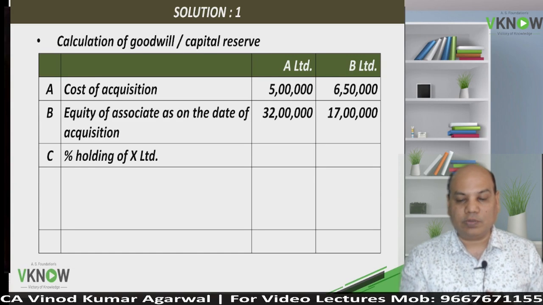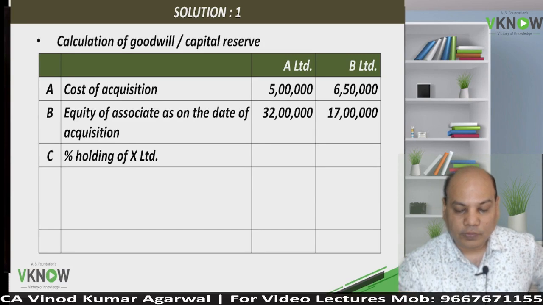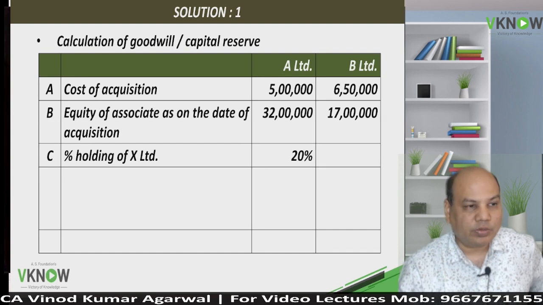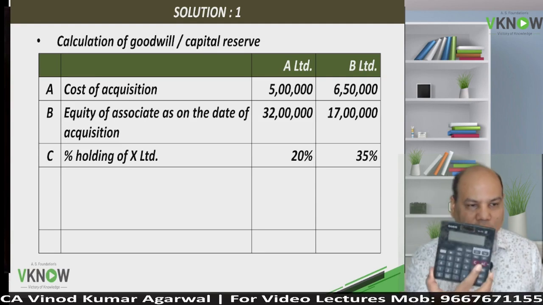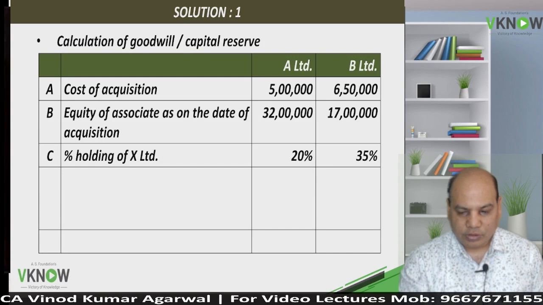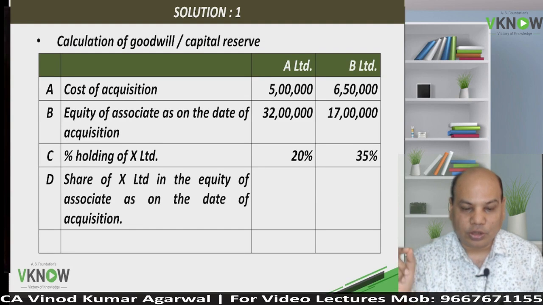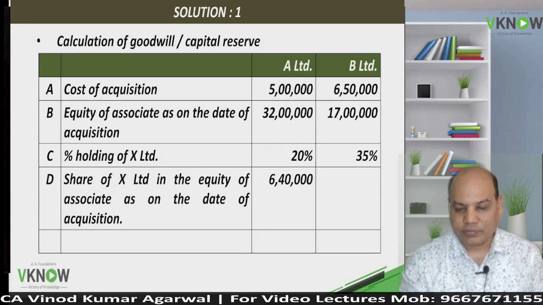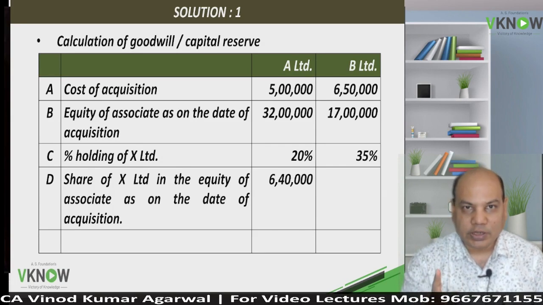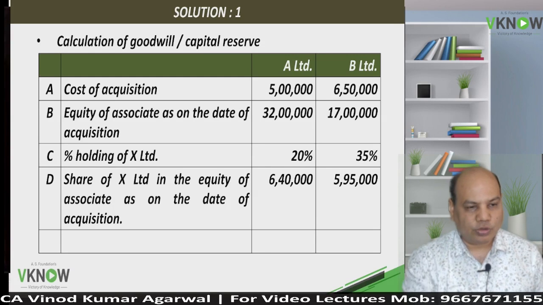Then I will not compare them directly. First I will compute percentage holding of X Limited. What is the percentage holding? In A Limited 20%, in B Limited 35%. So the student will take the calculator and multiply 32 lakh into 20%. That will give you share in the equity on the date of acquisition. 32 lakh into 20% is 6,40,000. 17 lakh into 35% is 5,95,000. Now I am going to ask you a question.